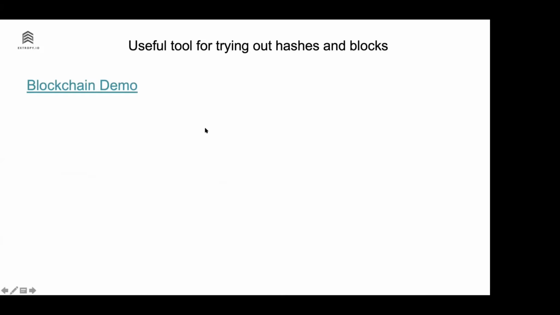There's a useful tool for trying out hashes and blocks. Maybe I'll leave that for you to have a look at. But it's quite nice, because what it allows you to do is to look at how blocks are produced, and I'll go through the theory about this in a second. It also explains hashing and all of the components in blocks. So it's quite a nice little demo, something for you to play with.